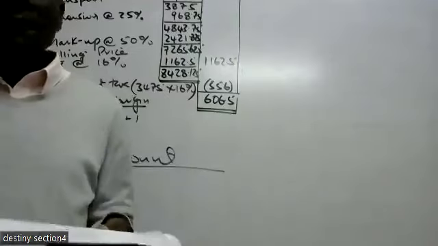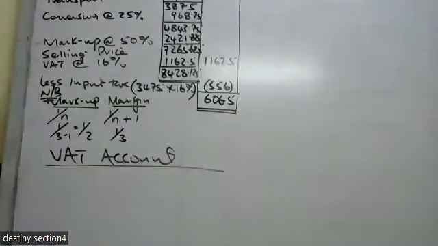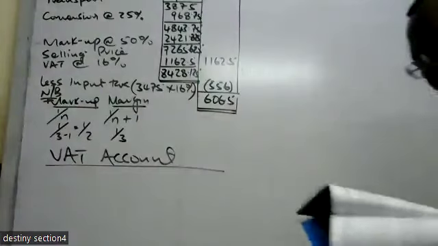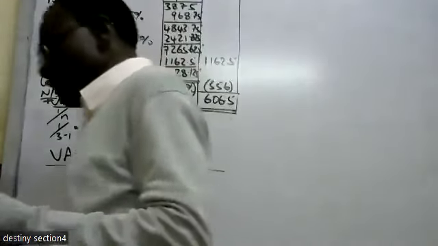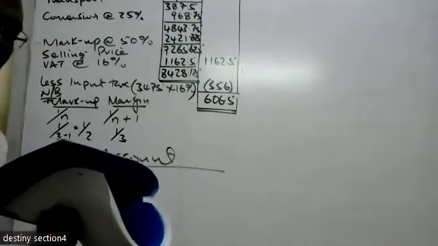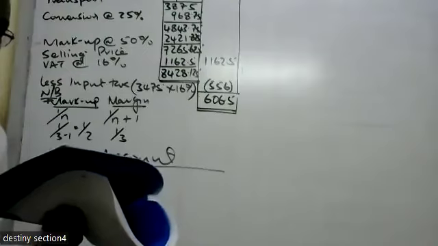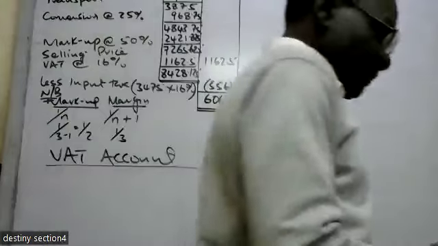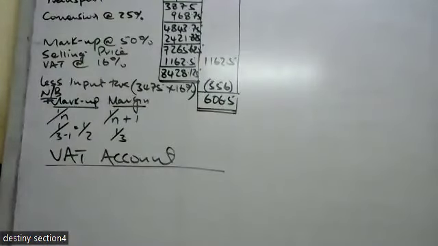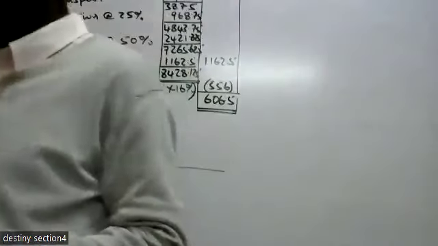However, if the credit side of the VAT account is greater than the debit side, the balance is the VAT payable to the Revenue Authority by the 20th day of the following month.